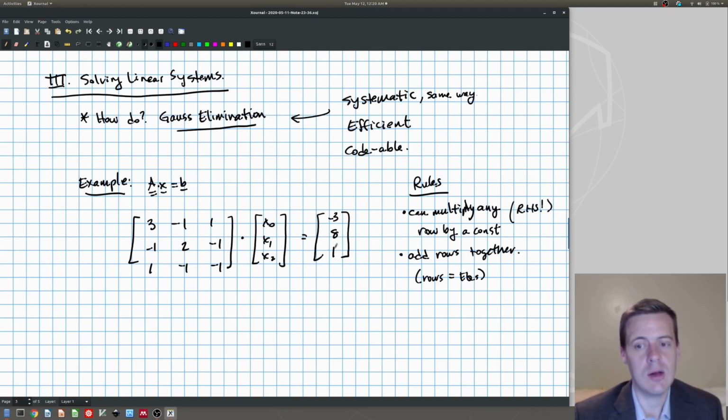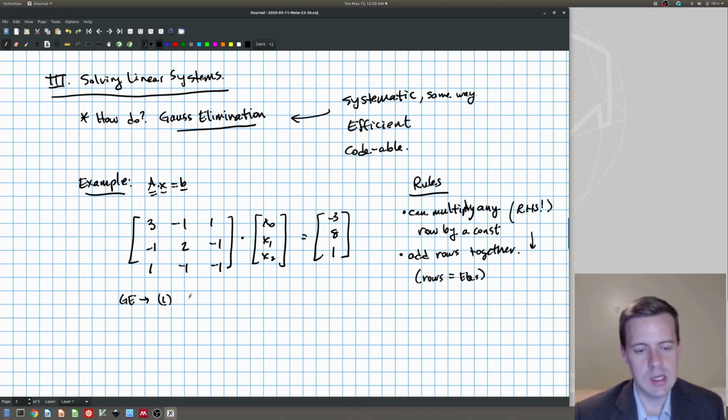Can't forget that one. All right, the same thing here. Don't forget to do the same thing to the right-hand side that you do to the left-hand side, but as long as you do that, you're okay. So we're going to break this down into two steps. In the Gauss elimination algorithm, there's two steps.